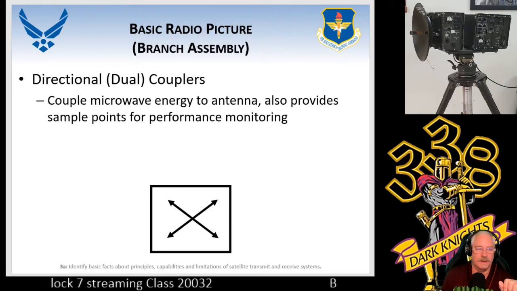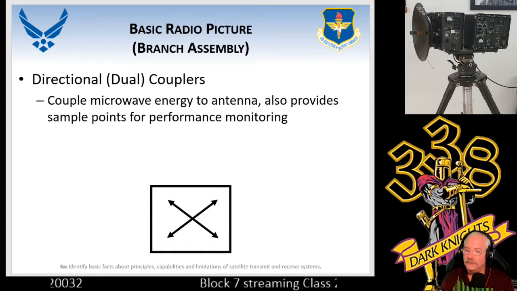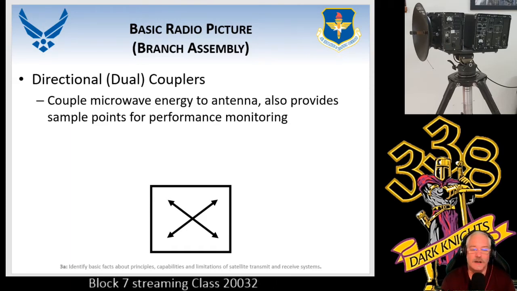Next up, we have something called directional, or what they call dual couplers. Now, you guys have played with this back in block 1. You probably didn't even realize it. Well, it's called a digital wattmeter, and it has 2 elements that you can use with it. One is for forward power, the other one is for reflected power, and they are nothing more than RF diodes.